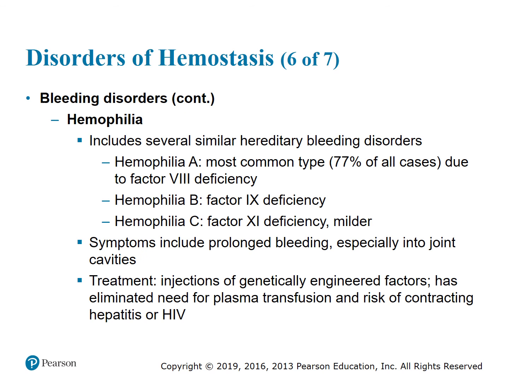Hemophilia includes several similar hereditary bleeding disorders. Hemophilia A is the most common type. It accounts for 77% of all cases, and it's due to a factor VIII deficiency. Hemophilia B is due to a factor IX deficiency, whereas hemophilia C is due to factor XI deficiency, and it's milder. Symptoms include prolonged bleeding, especially into the joint cavities, and treatment is injections of genetically engineered factors, which has eliminated the need for a plasma transfusion and the risk of contracting hepatitis or HIV.